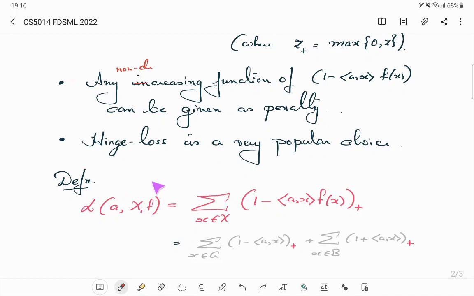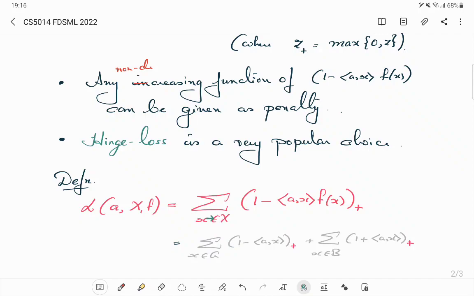Once you add this up, this is called a hinge loss, and this is a very popular term when it comes to all these soft margin classifiers. So what is the hinge loss? It will depend on three things: the input x and f, and it will also depend on the current solution a. And how is it computed? It is 1 minus the inner product a·x f(x) with this plus operator, but now you sum it up over every x in your domain.